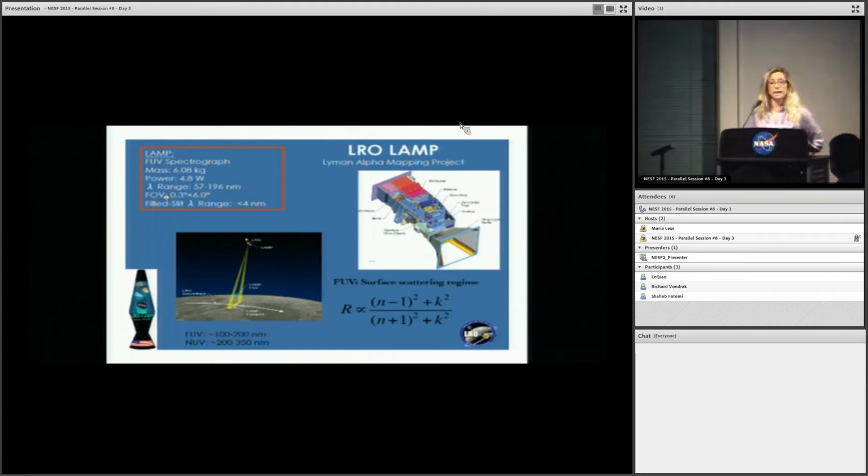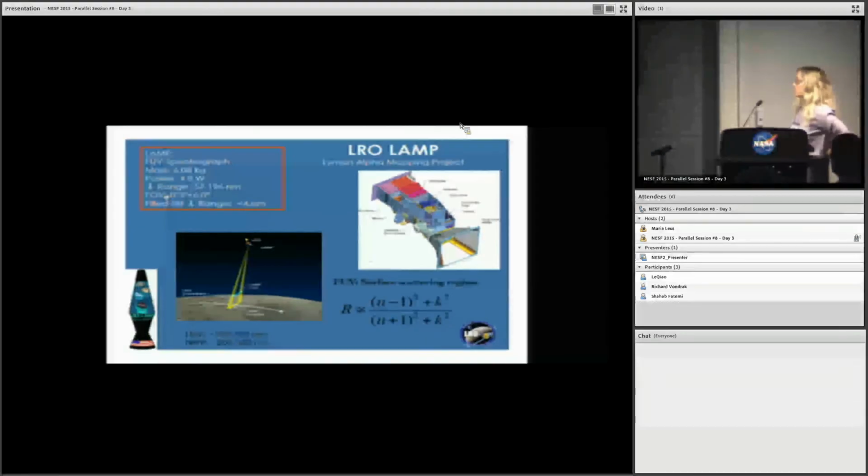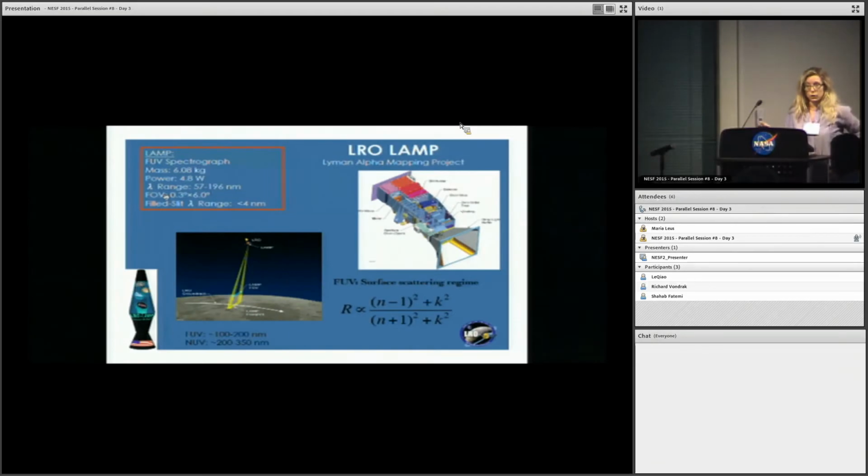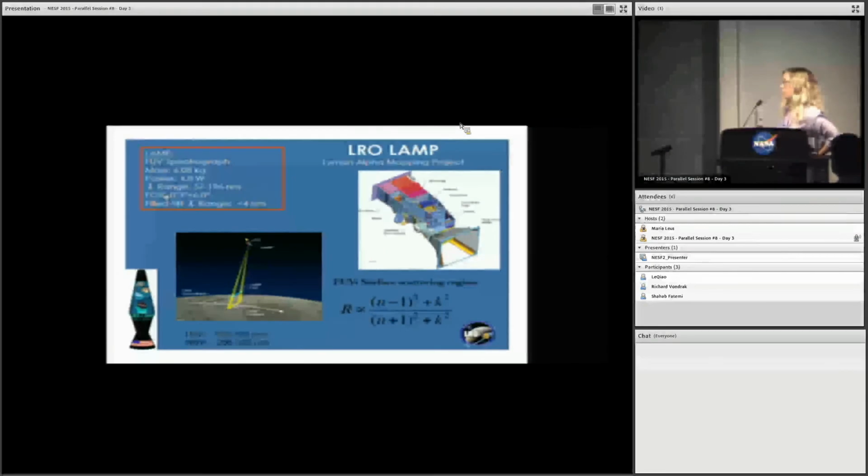The really neat thing about looking in the far UV on the moon is that we are in the surface scattering regime. Our photons do not penetrate very deep into the grain. We're not talking about volume scattering, we're talking about surface scattering, where the reflectance that's measured is proportional to the Fresnel reflectance. And so we're directly proportional to the optical constants N and K of the materials that we're observing. So it's a fantastic region in which to look at the effects of space weathering.